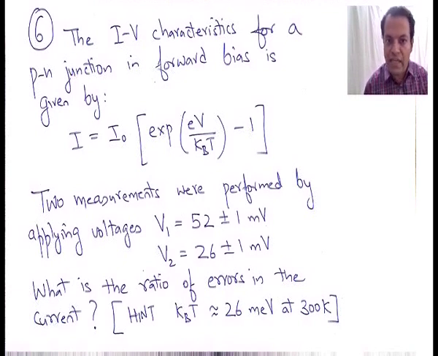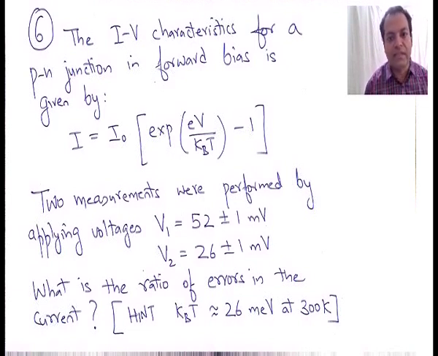So the question says the IV characteristics for a PN junction in forward bias is given by I, which is the current, equal to I naught into (e raised to the power eV upon kBT, minus 1). Let me explain all the quantities involved here. As I mentioned, capital I on the left hand side stands for the current passing in the PN junction. I naught is a constant quantity having dimensions of current, which makes the expressions on left hand side and right hand side dimensionally consistent.